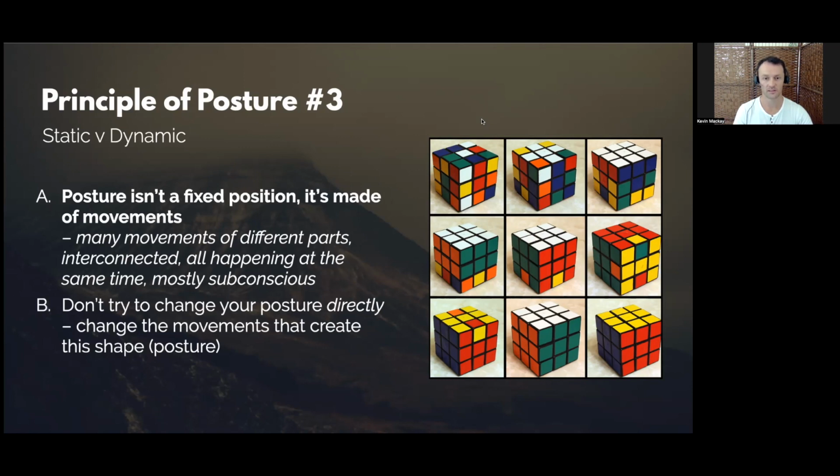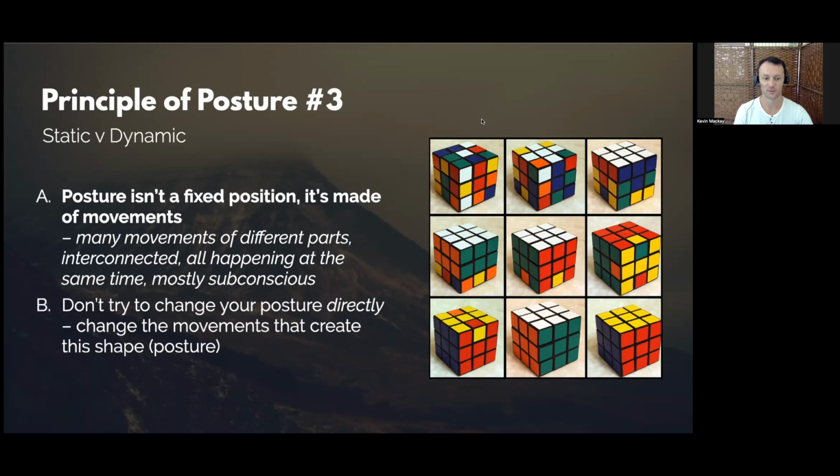The lesson here is that your posture is made of movements, so the movements come first, posture second. Posture is like the end result, the consequence of a series of movements you're doing. So you can't change your posture directly by trying to make a different posture without changing the movements.